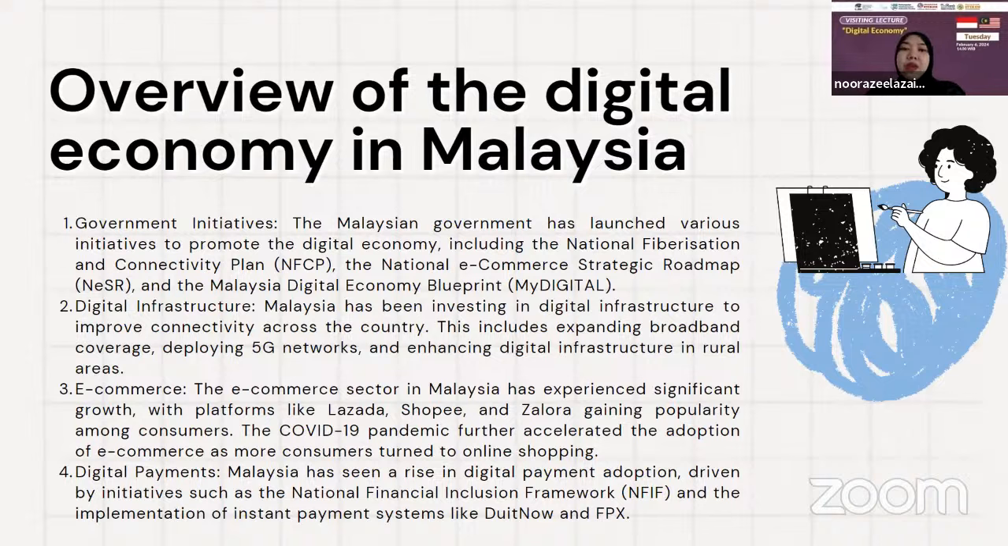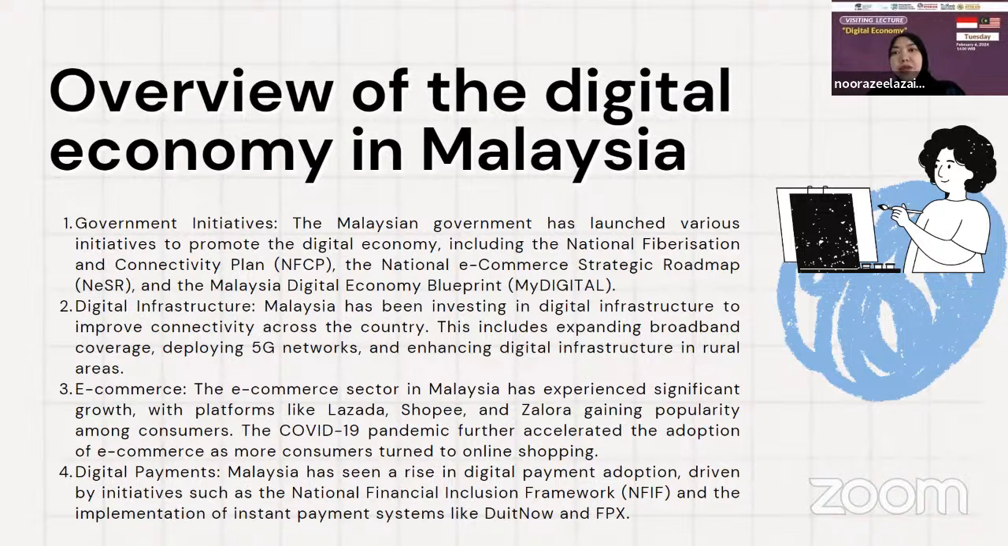Like what we saw during the COVID-19 pandemic, which further accelerated the adoption of e-commerce as more consumers turned to online shopping. So most of the people turned to online shopping. And then digital payment: Malaysia has seen a rise in digital payment adoption driven by initiatives such as the National Financial Inclusion Framework and the implementation of instant payment systems like DuitNow and FPS.